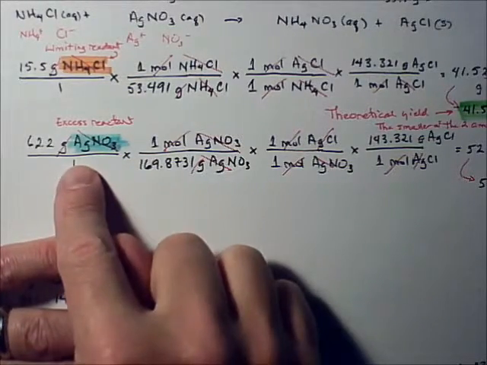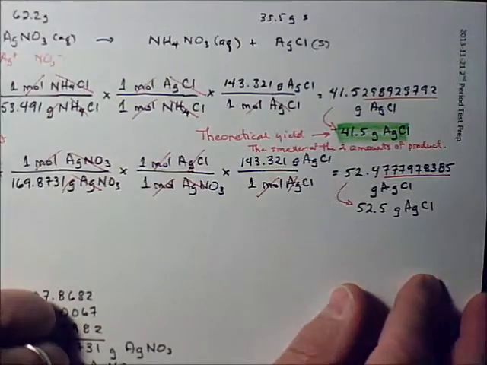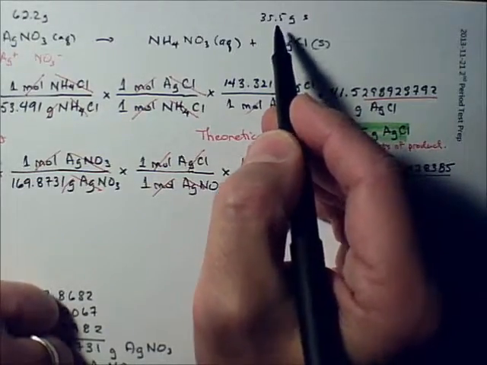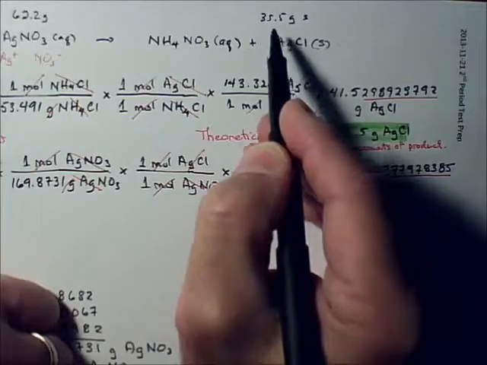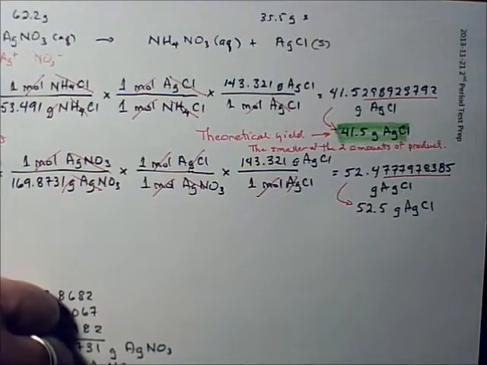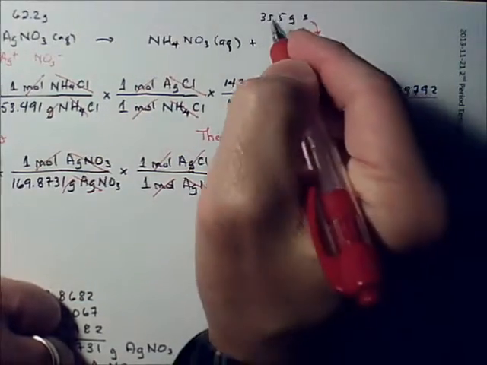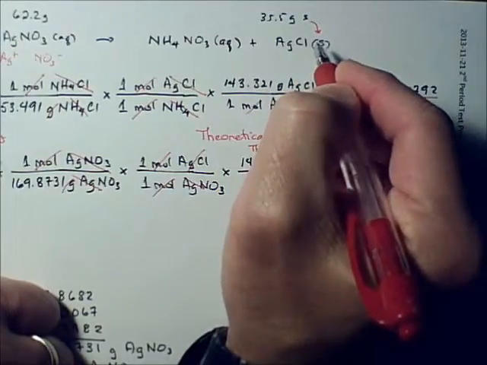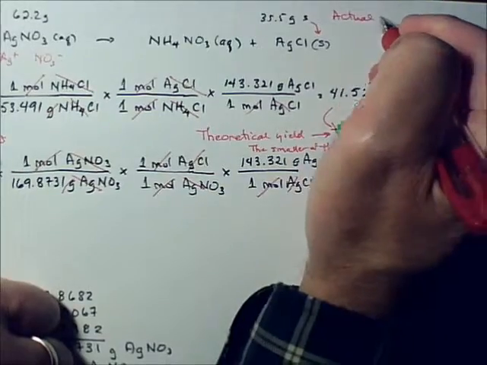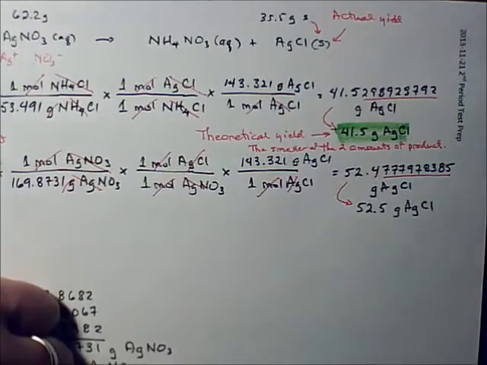Has everybody got this right now? See this, we said that in the problem, there was 35.5 grams of some solid. Well, the only solid made was the AgCl. We figured that out by using the solubility rules. So then this must be the amount of silver chloride. That's the actual yield. This number right here is the actual yield of this silver chloride.